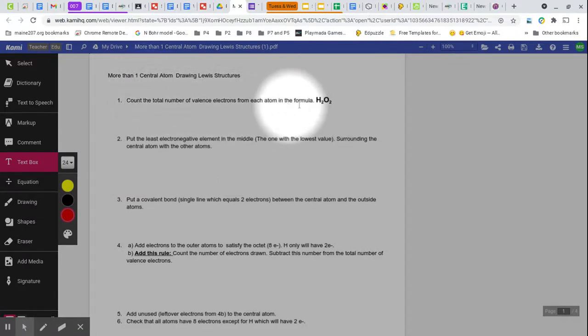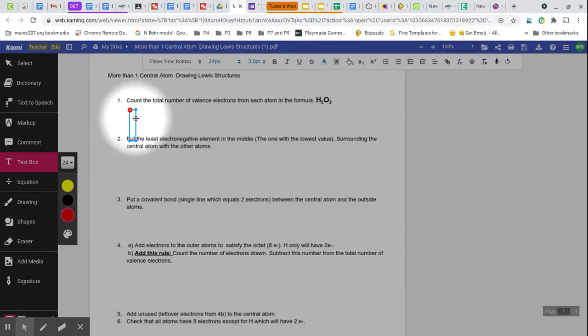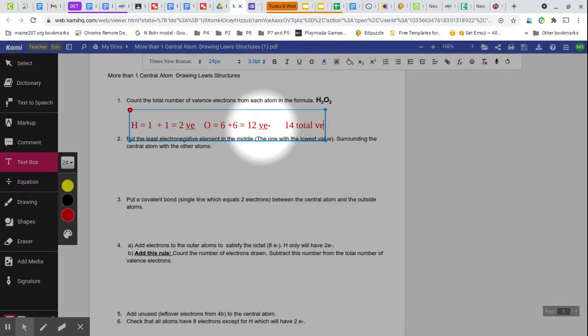So first, as always, we're going to count the number of valence electrons, and I'm just going to go ahead and type these in here. So H has one valence electron, but I know there's two of them. So that means there's two valence electrons from H. O has 6 valence electrons, but there's two of them, so that equals 12 valence electrons. So when I add the 12 to the 2, I get 14 total valence electrons. So I have 14 to work with in my Lewis structure.